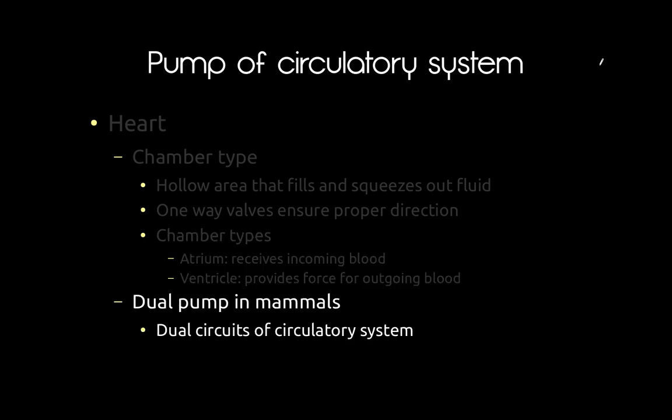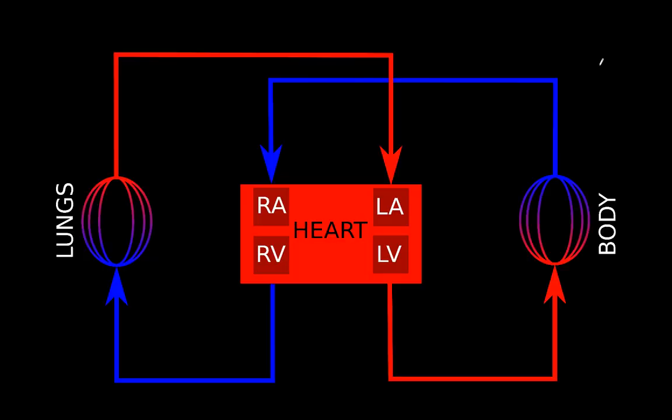And in mammals, we actually have essentially a dual pump design. Your heart, while being one organ, is really two different pumps acting in unison, pushing blood out to two different directions. That's because we have a circulatory system that is dual circuit. So if you weren't familiar with this, let's go ahead and just review this really quick with this simple diagram.